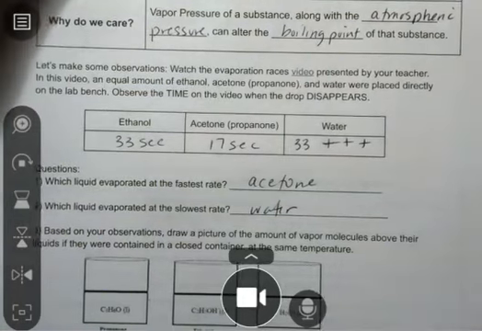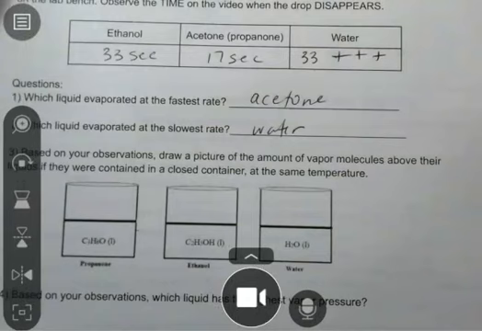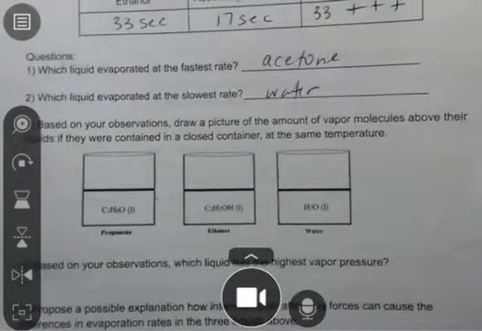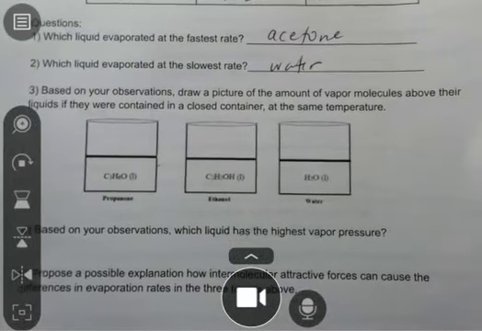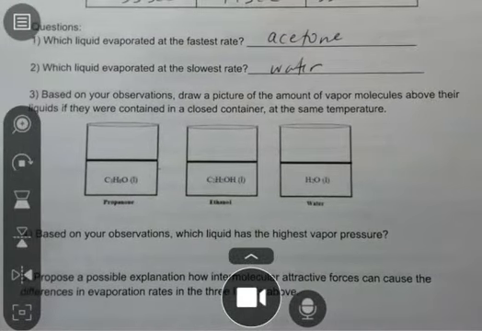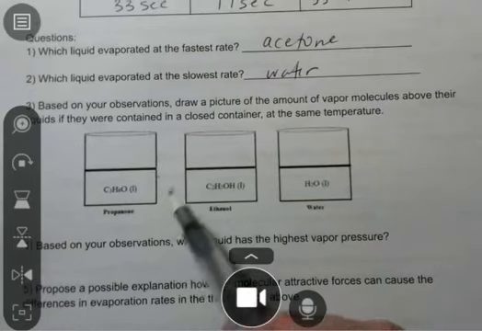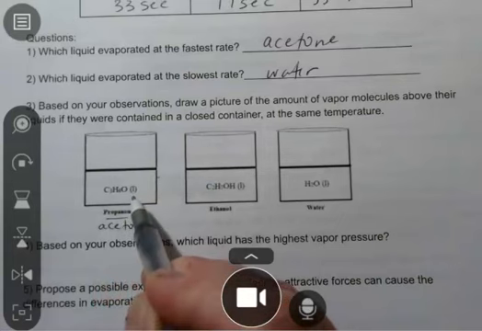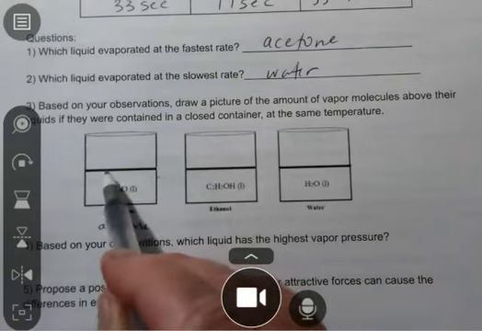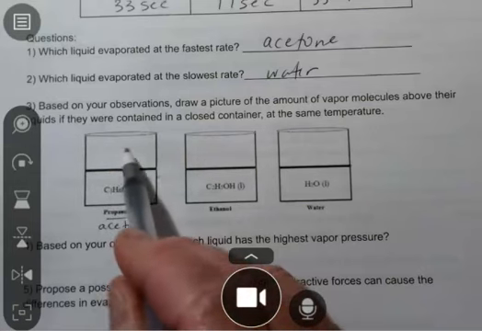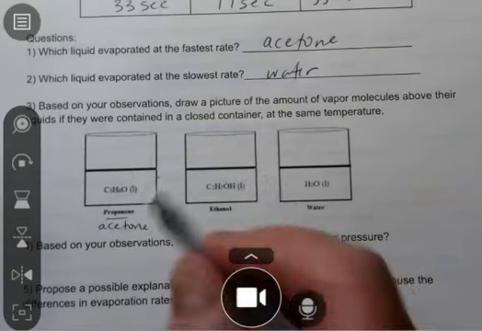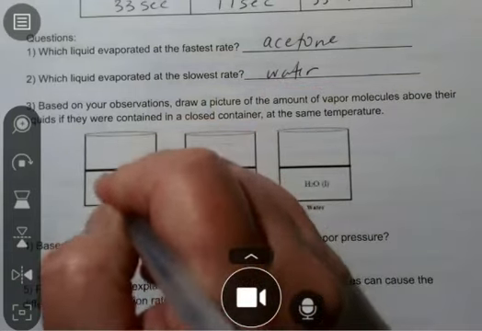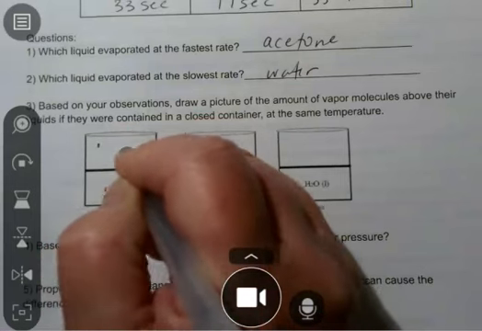So based on these observations, let's try to draw a picture of the amount of vapor molecules above their liquids as if they were contained in a closed container at the same temperature. So if propanone, otherwise known as acetone, is the one that evaporated the fastest, and this is the liquid, up here we'd have a lot of vapor molecules compared to water, which would have the fewest.